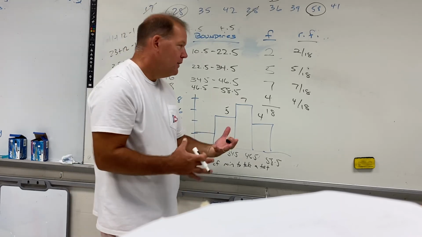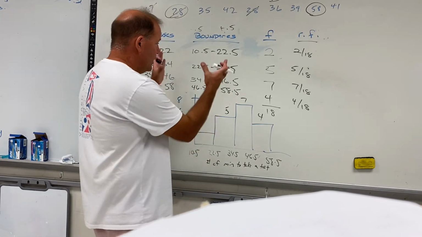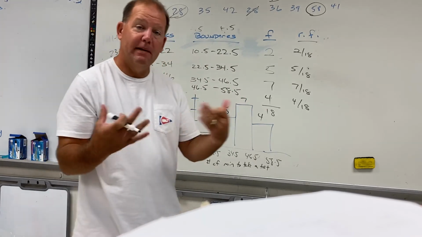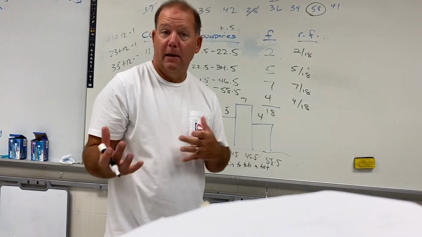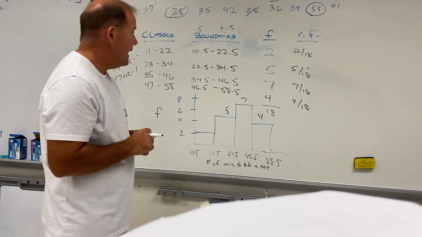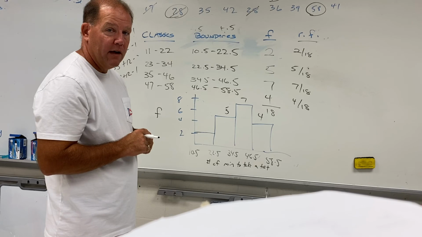The whole reason we organize this data is so that we can put it into a form where we can look at it in a picture like a histogram and then try to make some sense out of it and make predictions for the future. Make it more accurate, make it better. Hopefully that gives you a little better idea of organizing your data with a frequency distribution.